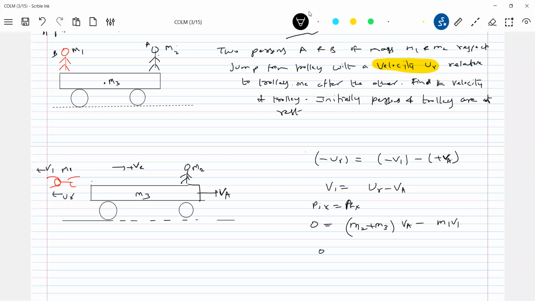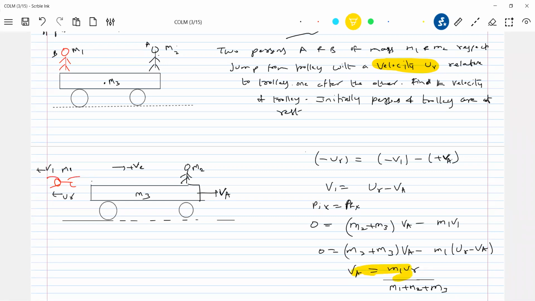Now let's substitute all the values. So m2 plus m3 into VA, and V1 is UR minus VA. So VA is equal to M1 UR by M1 plus M2 plus M3. I think there's a generalized thing. Please do remember, every time you need not solve. What is the recoil speed of the trolley? It is the mass of the person ejected, into the speed with which the mass is ejected with respect to the system, divided by the total mass of the system. This is a generalized thing.